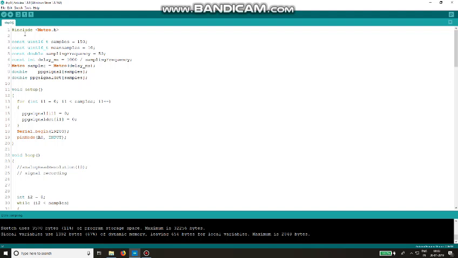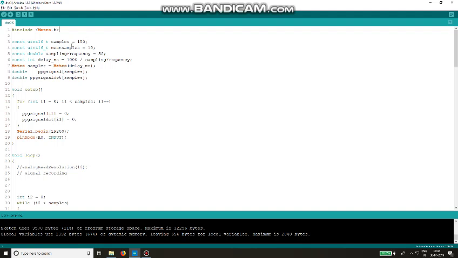Now moving on to the code part. The first line is where we include the Metro library. First we capture the signal from the sensor, and then we perform some signal processing operations, which include a moving average filter operation and then a derivative operation. After that we normalize the signal, observe the peaks, and then calculate the beat rate.